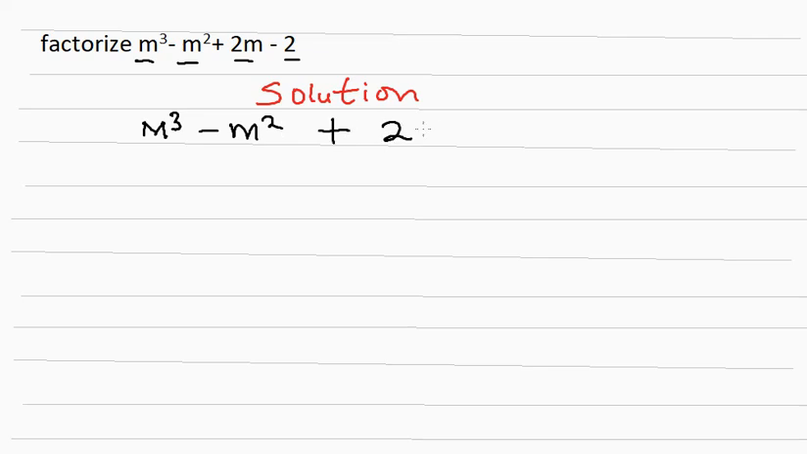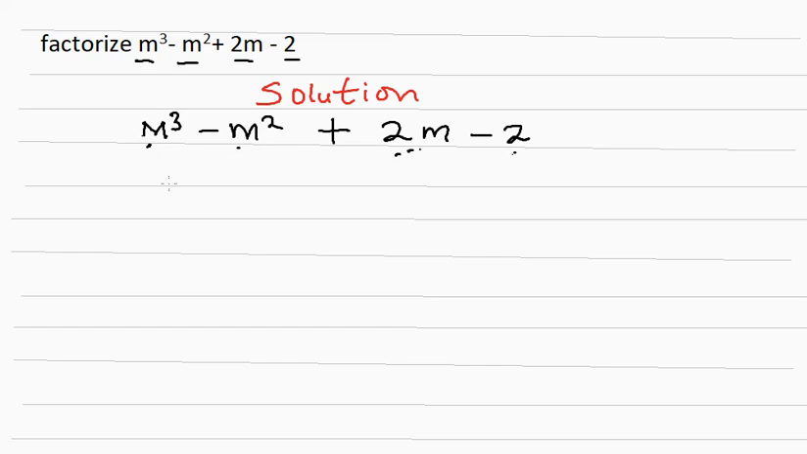Okay, so now here is another factorization. In this case, I have 4 terms: 1, 2, 3, 4. So I'm going to factorize it by grouping. Solution. I'm going to group m cube minus m square, then I have 2m minus 2. So I'm going to factorize these 2 groups.